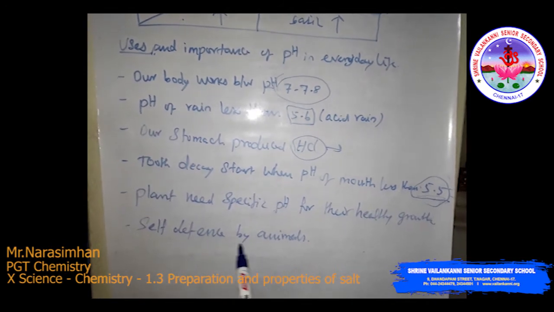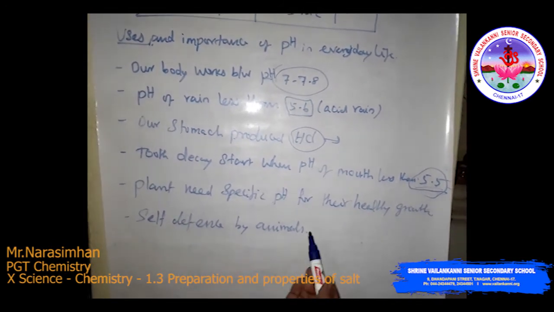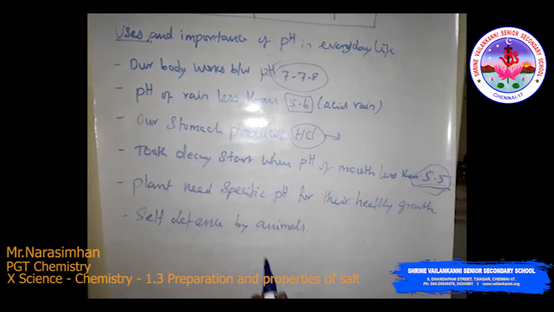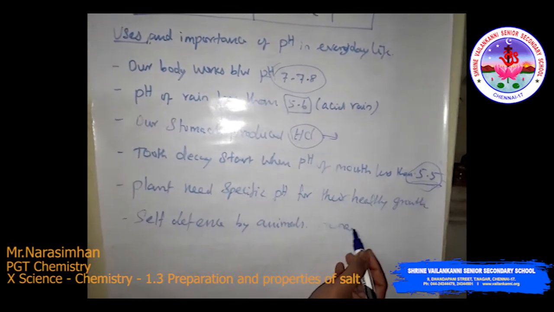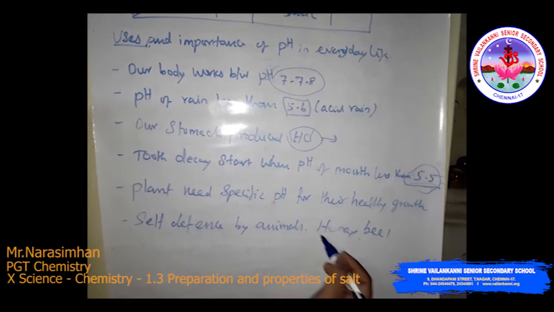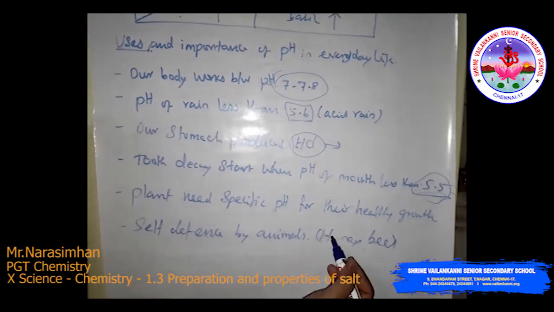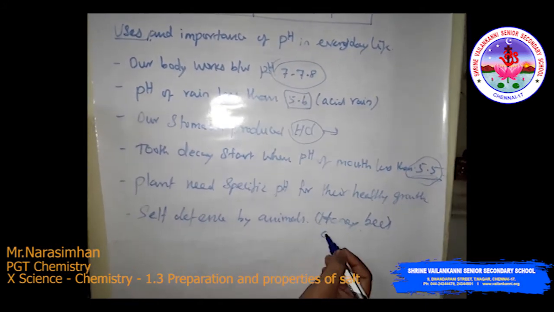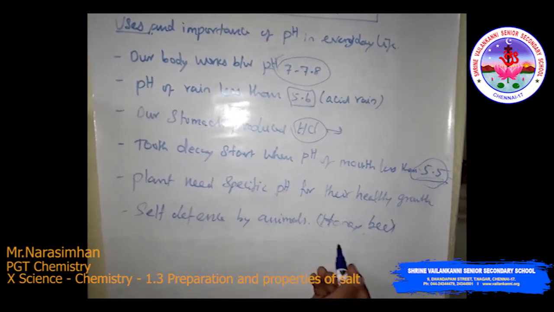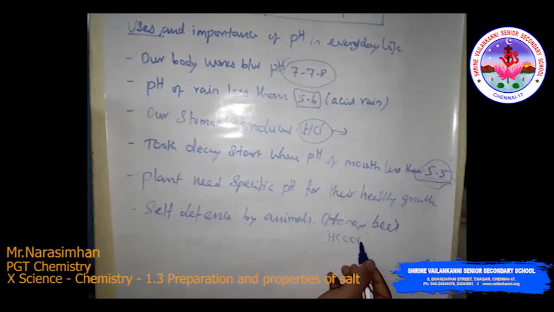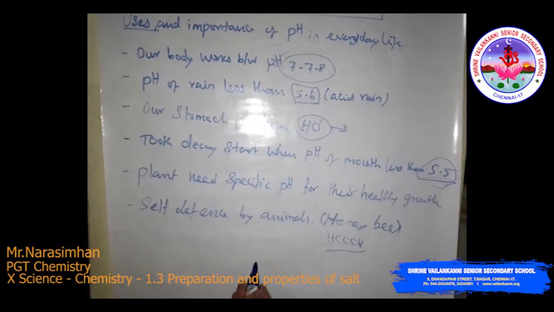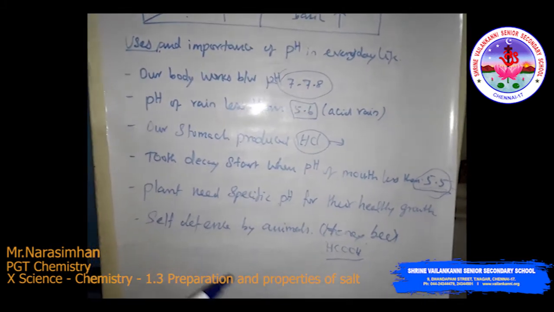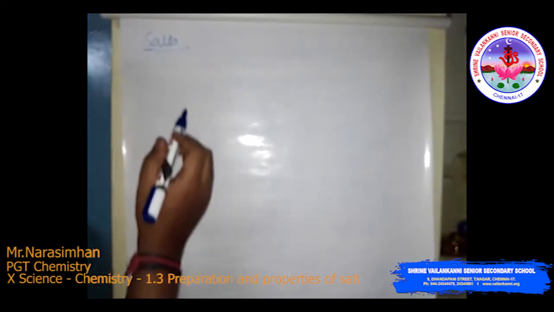Then self defense by animals. For example, the biting of a honeybee. Why do we feel so much pain from a honeybee bite? Because it releases methanoic acid. The methanoic acid formula is HCOOH, also called formic acid or methanoic acid. These are the importance of pH in daily life.